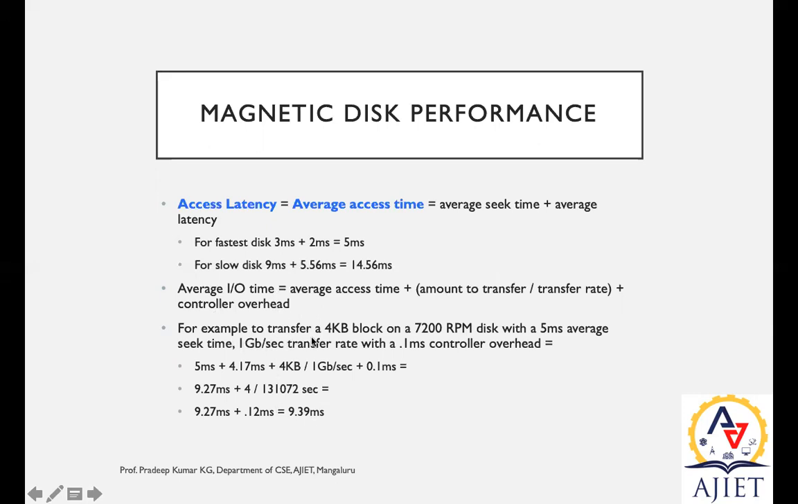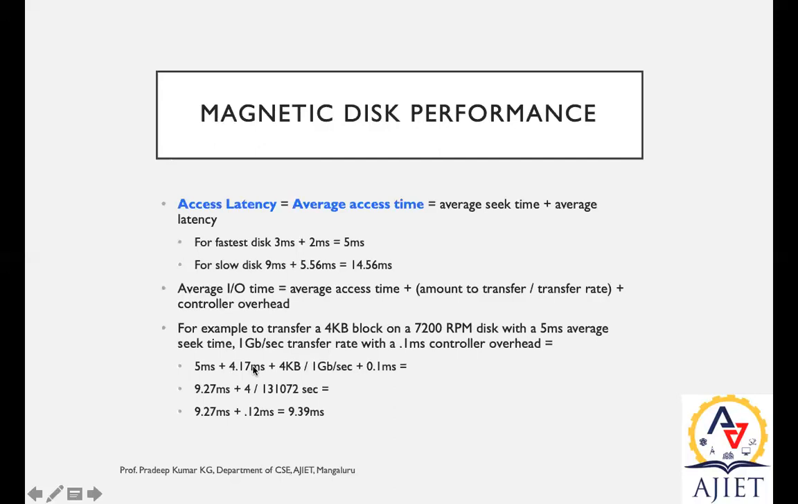For example, to transfer a 4 KB block on a 7200 RPM disk with 5 millisecond average seek time and 1 GB per second transfer rate with 0.1 millisecond controller overhead. So how do we calculate average IO time? The average access time, according to the given data, includes the 5 millisecond average seek time. Okay.